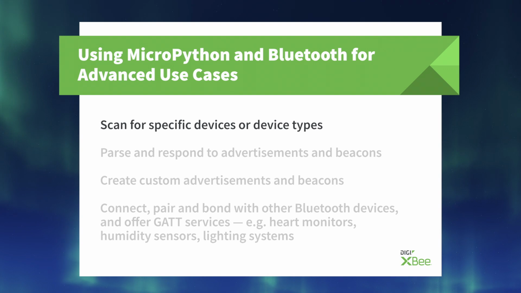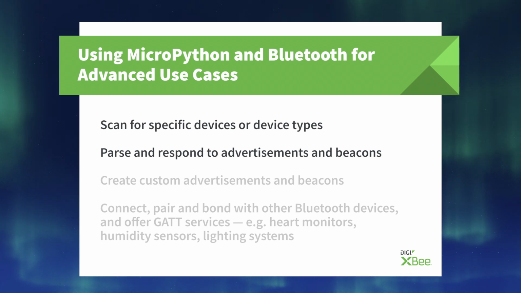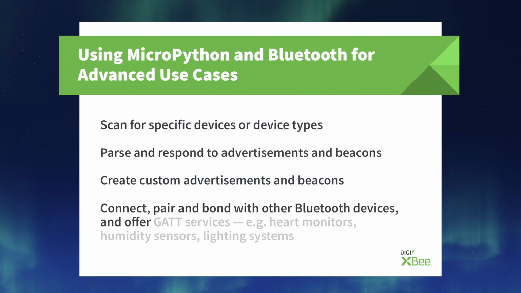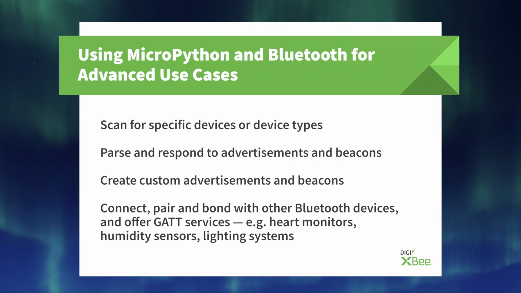Another question for you. XBee is unique in that it has MicroPython available for more advanced use cases. How do you leverage MicroPython and Bluetooth on a solution? Bluetooth and MicroPython really pair very well together. I've seen customers that have scanned for specific devices or device types. They parse and respond to advertisements and beacons, as well as create their own custom advertisements and beacons. And last but not least, they connect, pair, and bond with other BLE devices that offer their own GATT services. This can include anything from heart monitors, humidity sensors, light bulbs, and more.